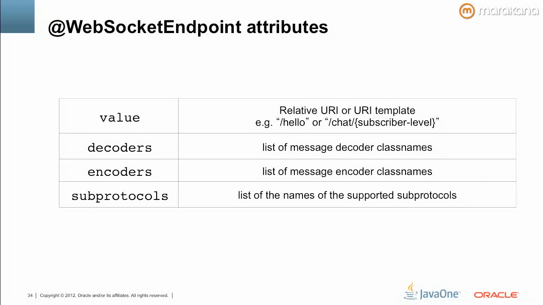Within the WebSocket endpoint, there are 4 attributes that are available today. Well, first, of course, is a value, which defines the URI at which the endpoint is listening. Now, as I said, the WebSocket endpoint itself can receive text data or binary data.